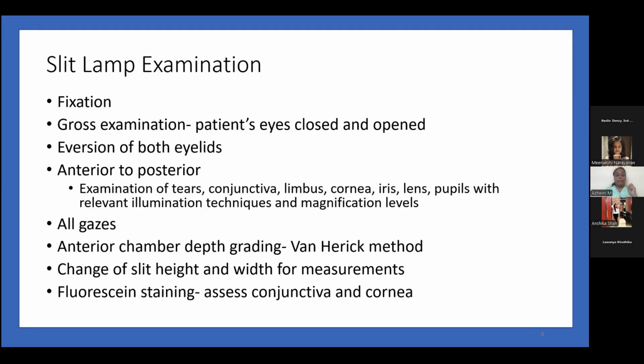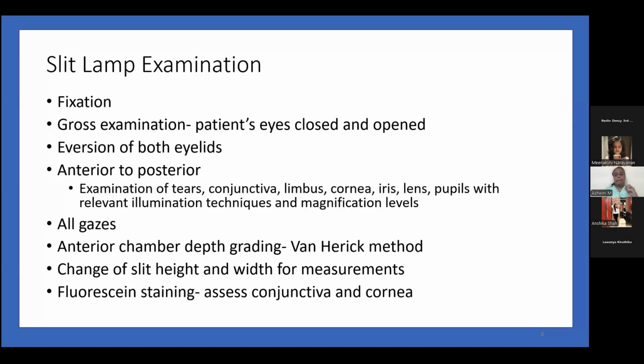And also, it is very important to do the examination in all the gazes. Always make the patient do superior gaze, inferior gaze, medial gaze, and temporal gaze, so that we don't miss out any conditions. Especially, it is important to make the patient do an inferior gaze and examine the superior cornea, superior iris, and superior bulbar conjunctiva. Sometimes we find surprises even in those regions. And doing anterior chamber depth grading, all these are important.